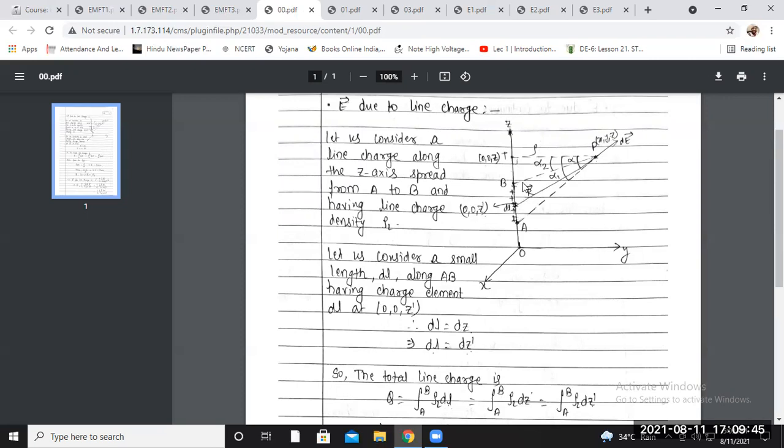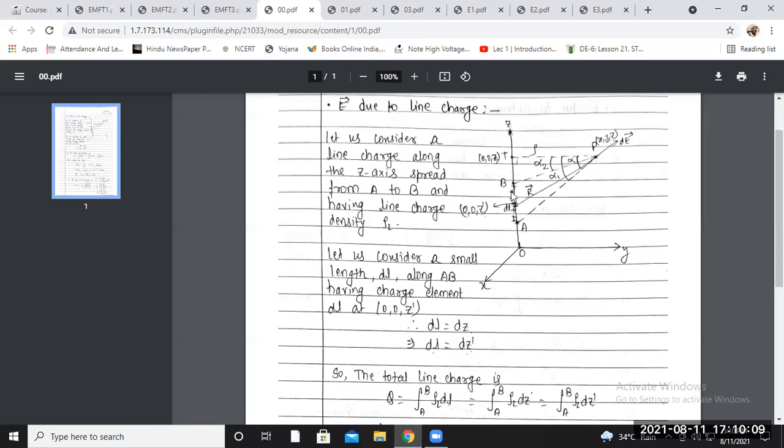Now, due to this line charge, we have to find the electric field intensity at this point. Let us say this is point P, whose coordinates are x, y, z. We have to find the electric field intensity at this point due to the line charge A to B. For that, let us proceed to see how we can calculate the electric field intensity at point P due to this line charge AB.